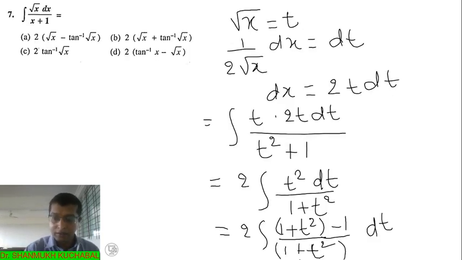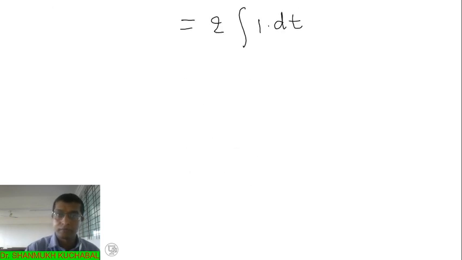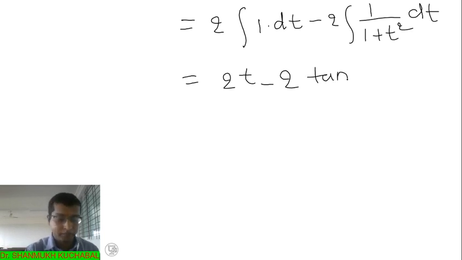Similarly, second term divided by denominator will give minus 2 times 1 divided by 1 plus t square into dt. Okay, so further, 2 as it is, integration of 1 is t, minus 2 as it is, integration of 1 divided by 1 plus t square is tan inverse t.